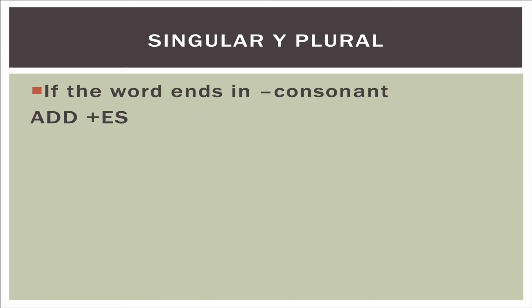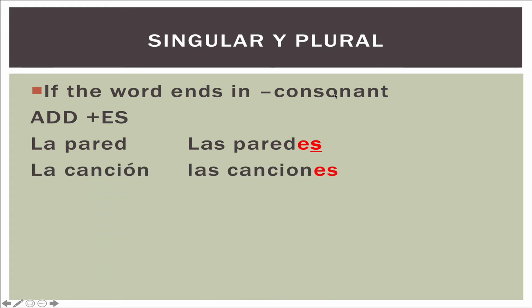If the word ends in a consonant, you add es. So if you have pared, you have paredes. Do you see this is a consonant? Pared. La canción becomes las canciones. And you have to make sure that when canciones becomes plural, if it has an accent on ción, the plural form has no accent. La misión, las misiones. The same thing: ción, add es because it ends in a consonant, and the accent disappears.